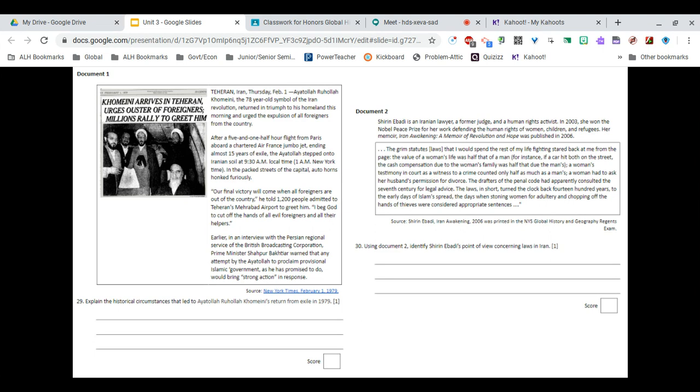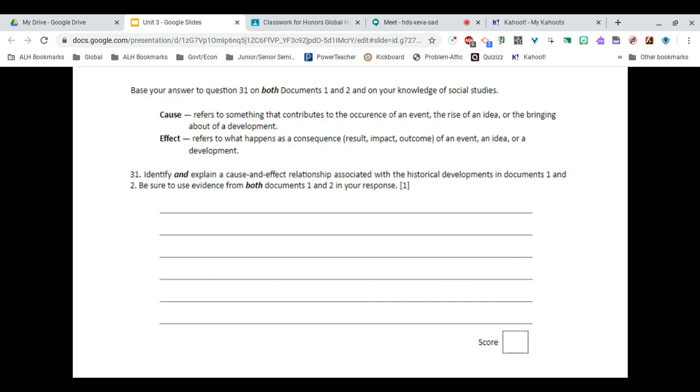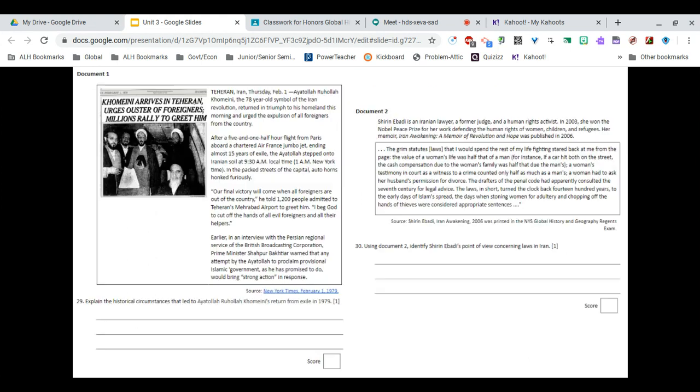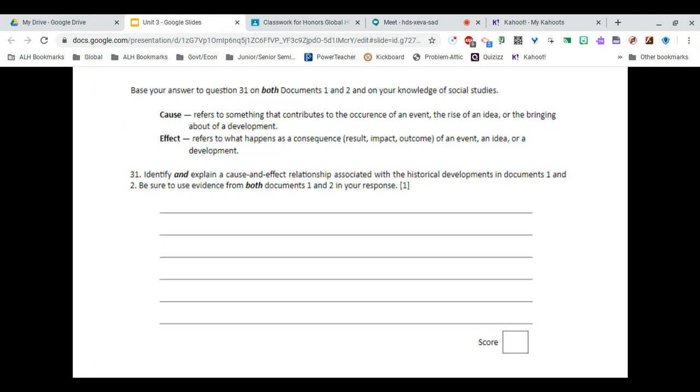In the next document, you want to think about the point of view concerning Iranian laws. What does he believe about the Iranian laws? What does he think about them? And this type of CRQ question would more than likely be your first step, which would be a cause and effect. So we'll explain a cause and effect relationship between historical developments, documents 1 and 2. So if you go back, you would hopefully realize that document 1 is the cause and document 2 is the effect. More often than not, that's how the documents are going to be set up in the cause and effect. Doc 1 is the cause, doc 2 is the effect.